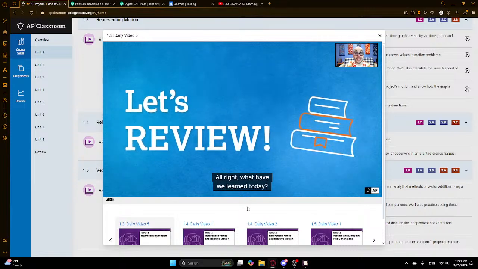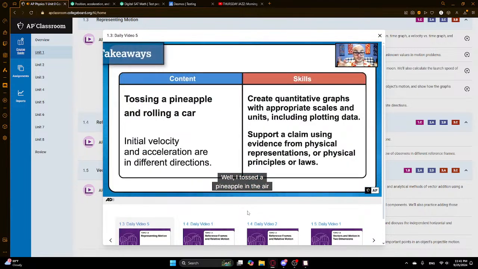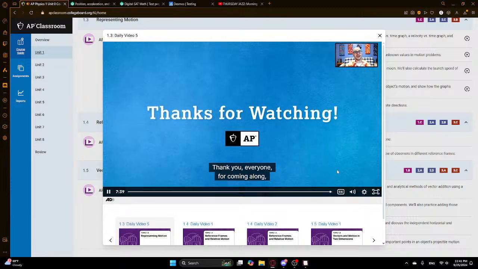All right, what have we learned today? Well, I tossed a pineapple in the air and rolled a car on a ramp. The important thing was that I hope you realized that when the initial velocity of an object and its acceleration are in different directions, the object slows down, and that when velocity and acceleration are in the same direction, the object speeds up. We practiced the skills of creating graphs and supporting a claim using evidence. So we have wrapped up the most tropical AP Daily video so far. Thank you, everyone, for coming along. I look forward to working with you next time.